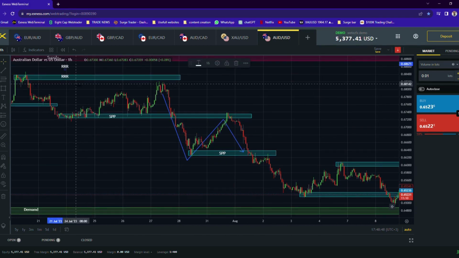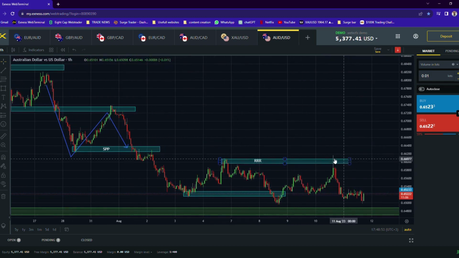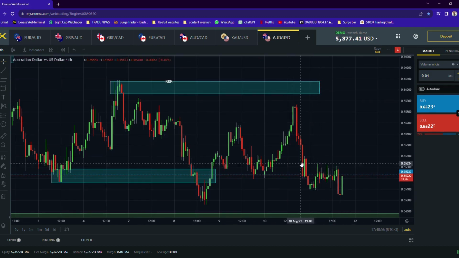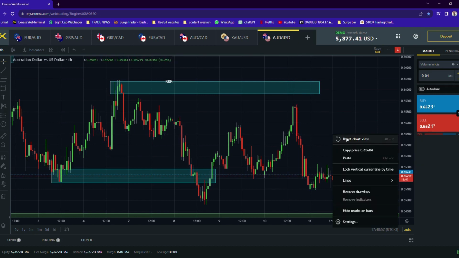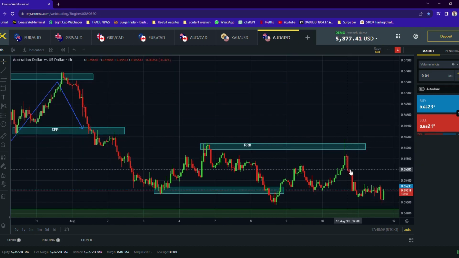As you can see, price comes back into the resistance, rejects as it has rejected, rejects here, and then price falls. This is another opportunity to enter into a sell position.